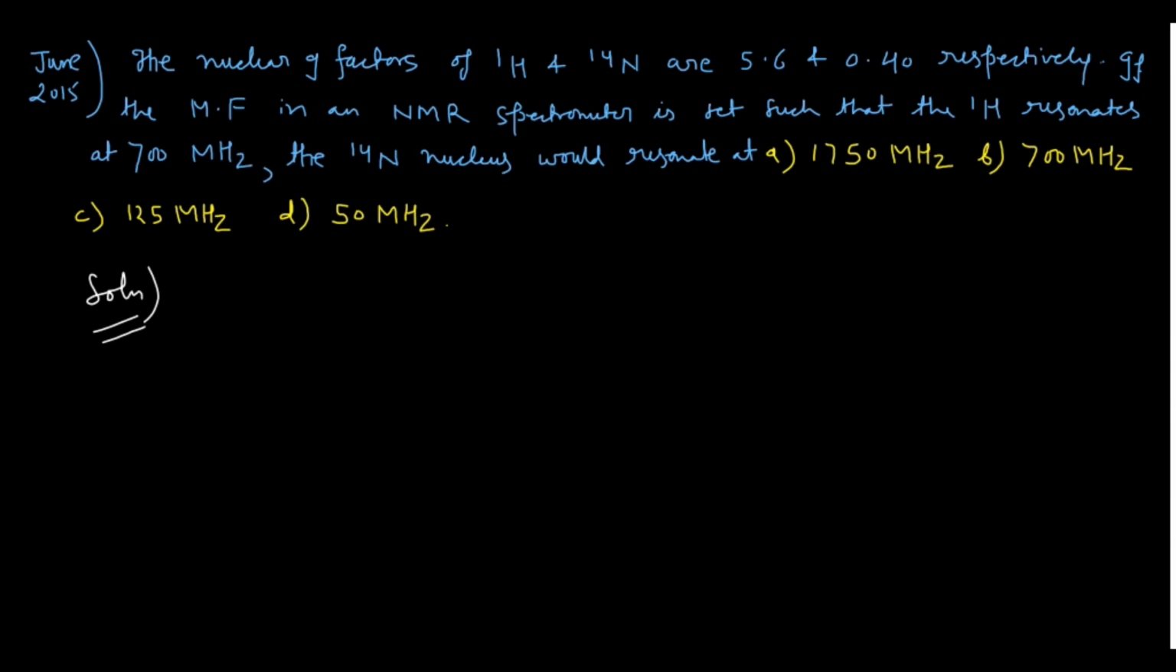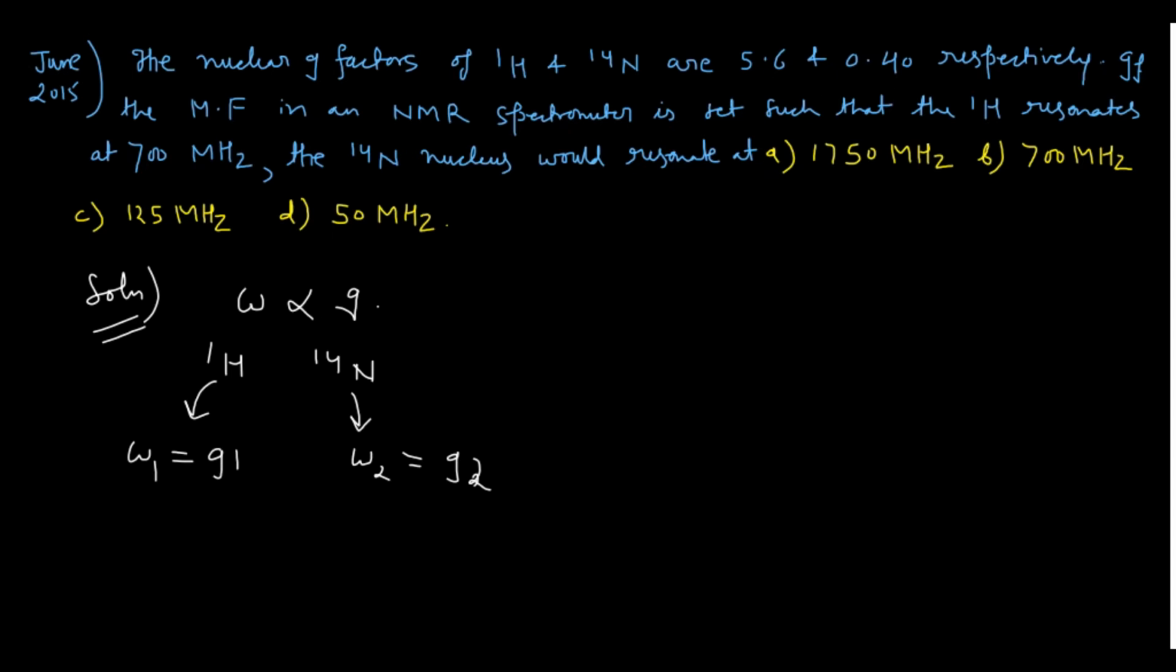Basically the resonating frequency omega is directly proportional to the nuclear G factor. If you know this, then it would be very easy. You have been given two kinds of nuclei, 1H and 14N, right? So for this you can write this equation: omega 1 equals G1, and omega 2 equals G2, right?